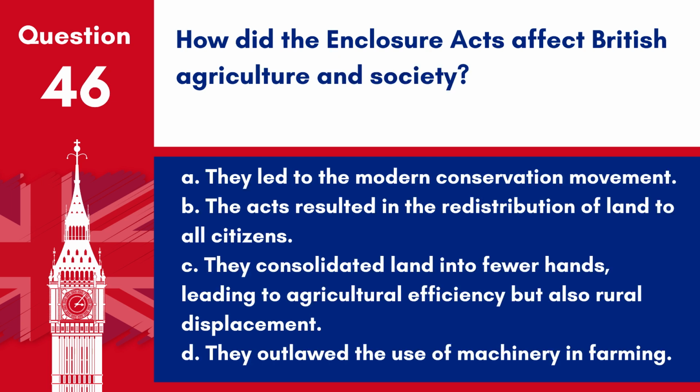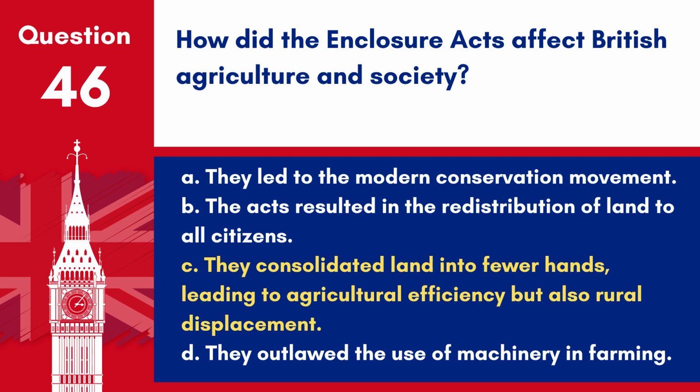Question 46. How did the Enclosure Acts affect British agriculture and society? A. They led to the modern conservation movement. B. The Acts resulted in the redistribution of land to all citizens. C. They consolidated land into fewer hands, leading to agricultural efficiency, but also rural displacement. D. They outlawed the use of machinery in farming.